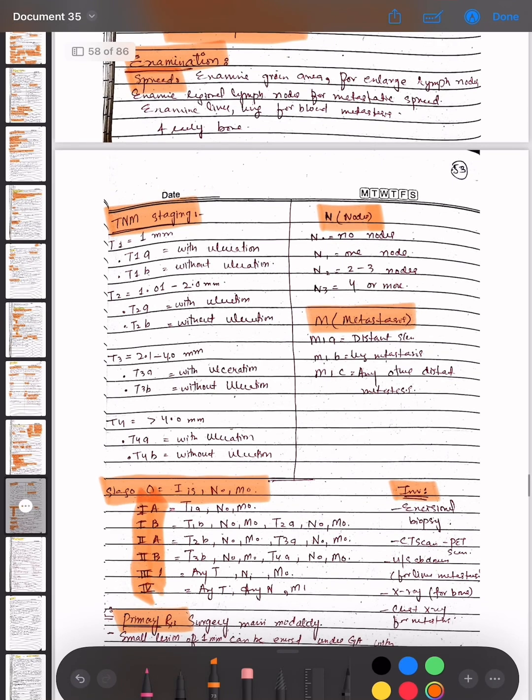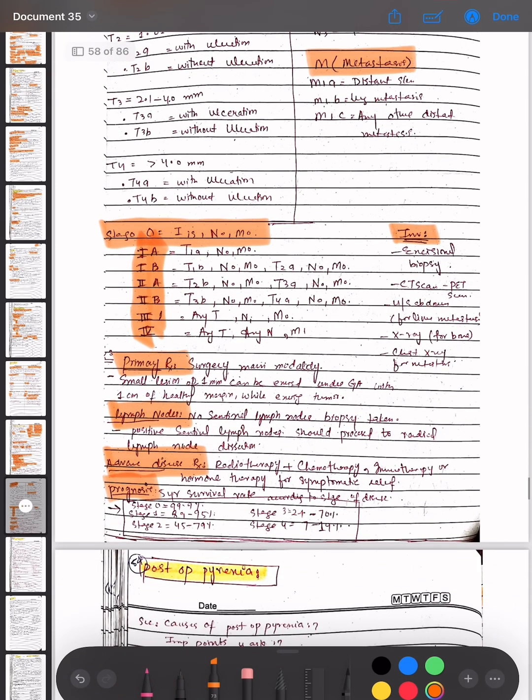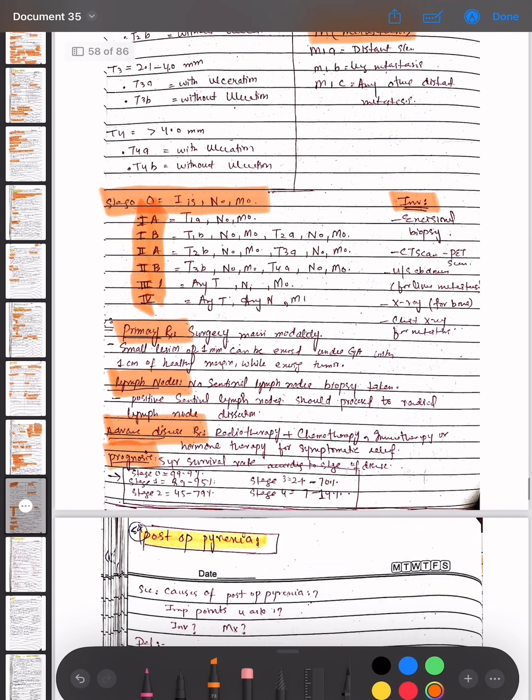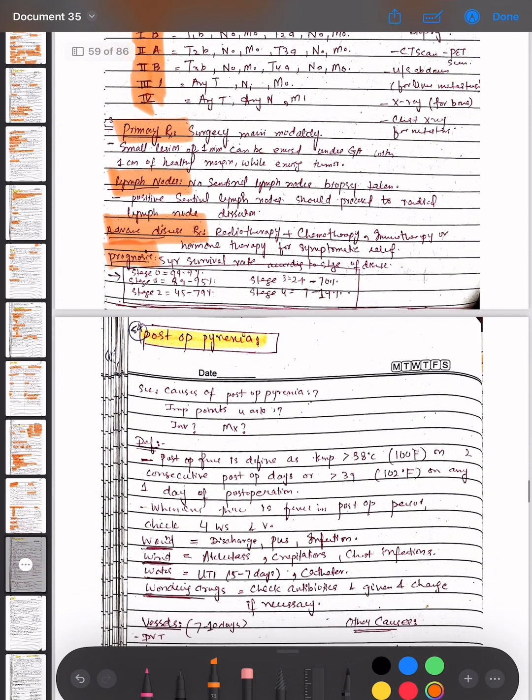Then we will stage the malignant melanoma, that is TNM staging. We will check for the tumor, then the nodes and then the metastasis. Then what are the stages? There are mainly stages 1A and 1B, 2A and 2B, 3 and 4. Then we will do the investigations. Then the primary treatment is done, then lymph nodes are checked, advanced disease treatment is done, and the prognosis is checked.